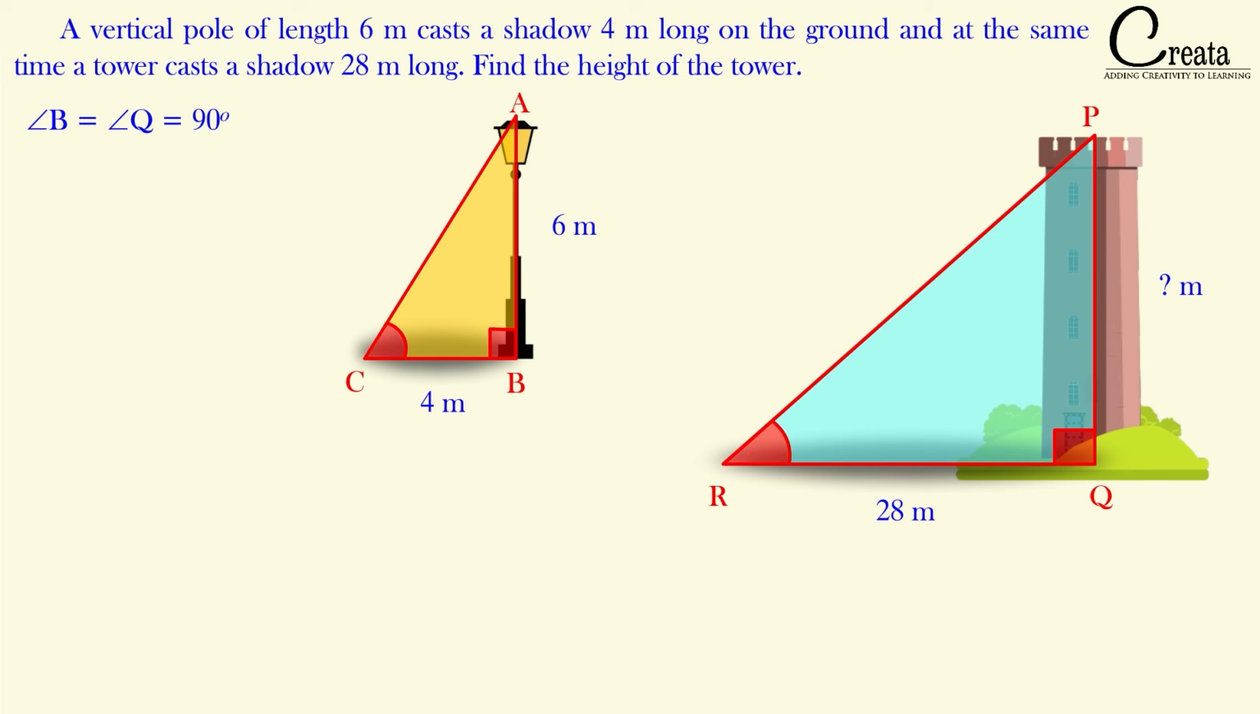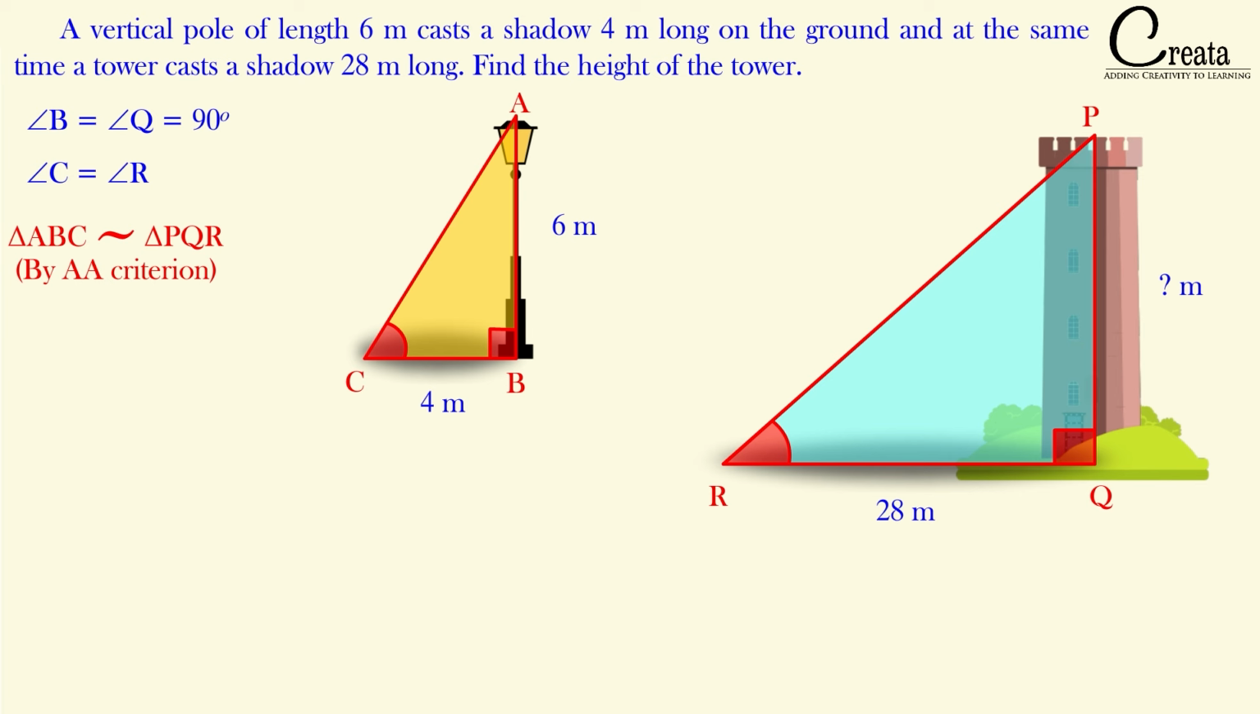Here angle C and angle R will also be equal to each other. The shadows in both cases are cast at the same time, as given in the question, so this angle will be equal in both cases. So we got two angles of the triangles as equal, the corresponding angles are equal, so we can say both the triangles are similar to each other based on the angle criteria.